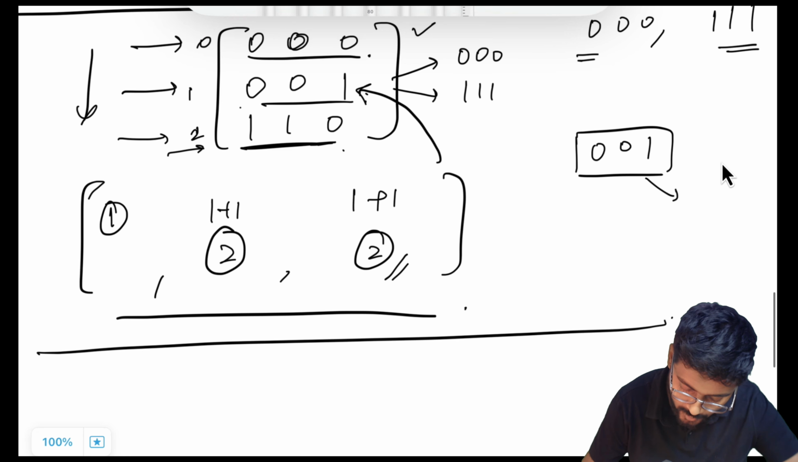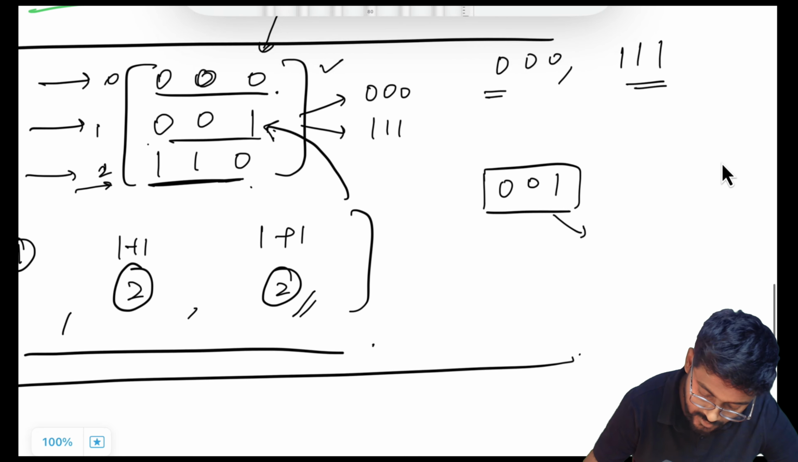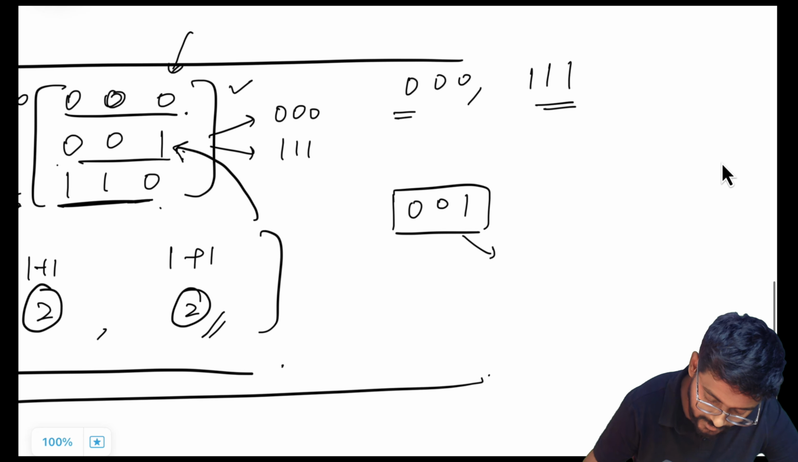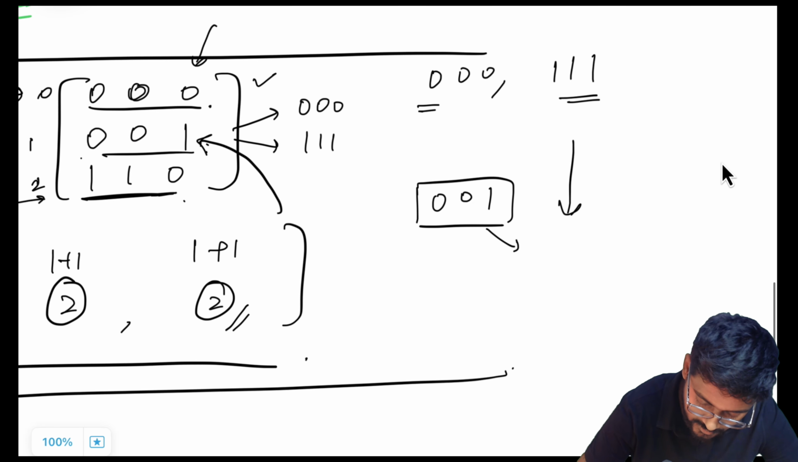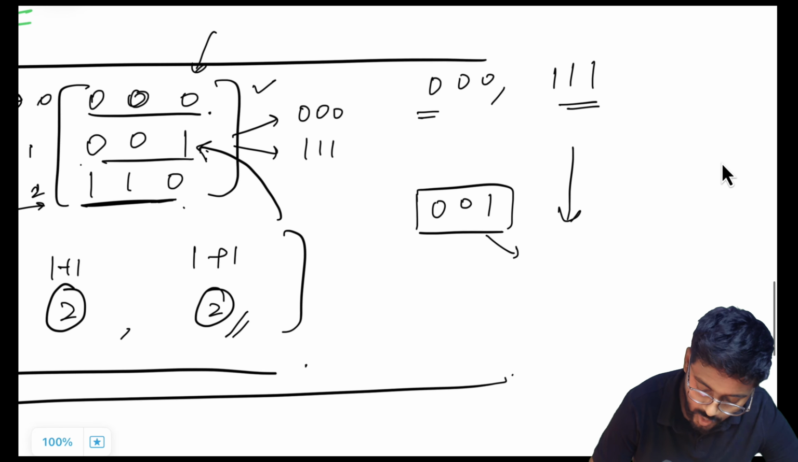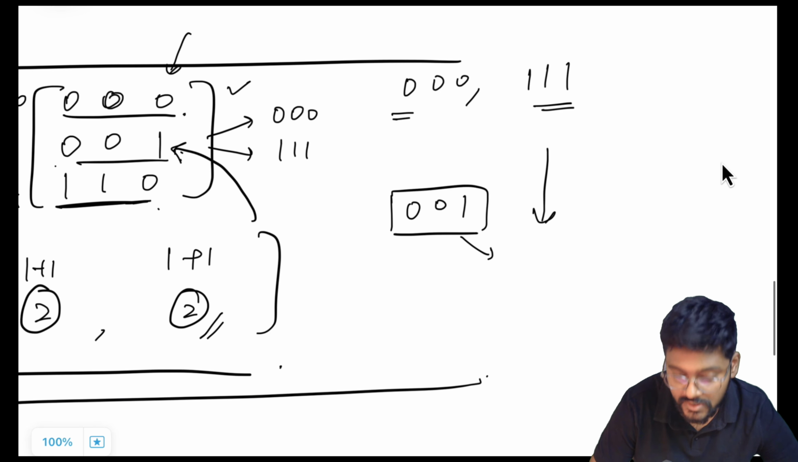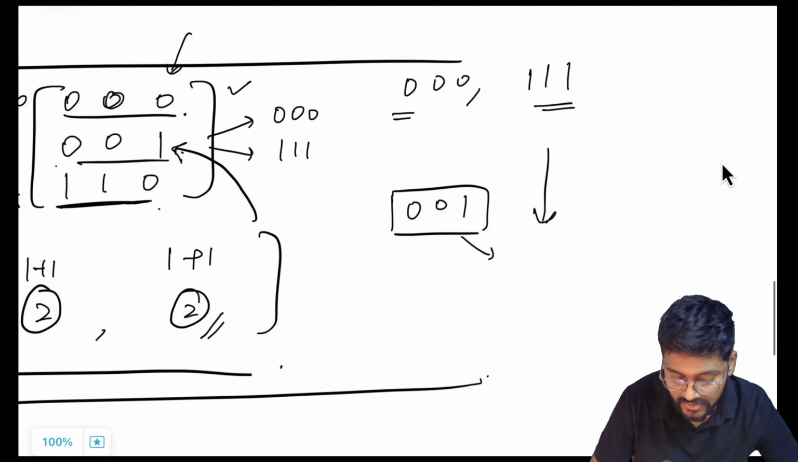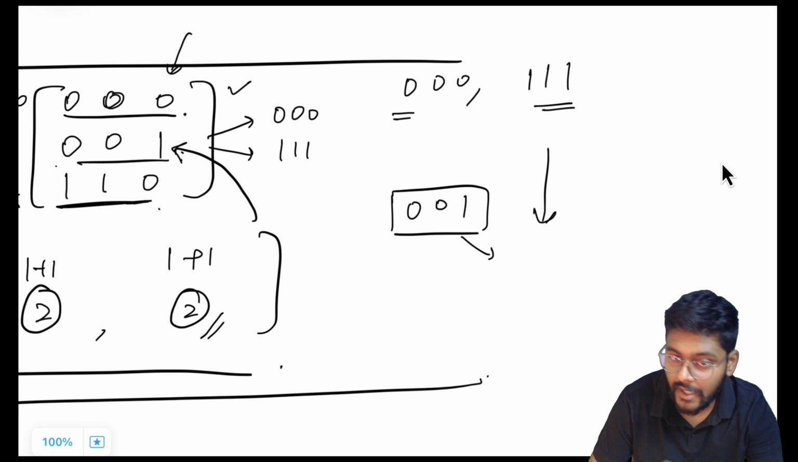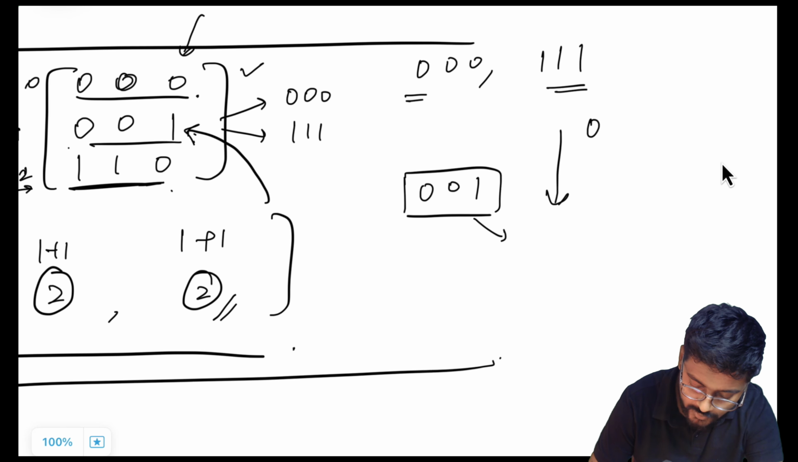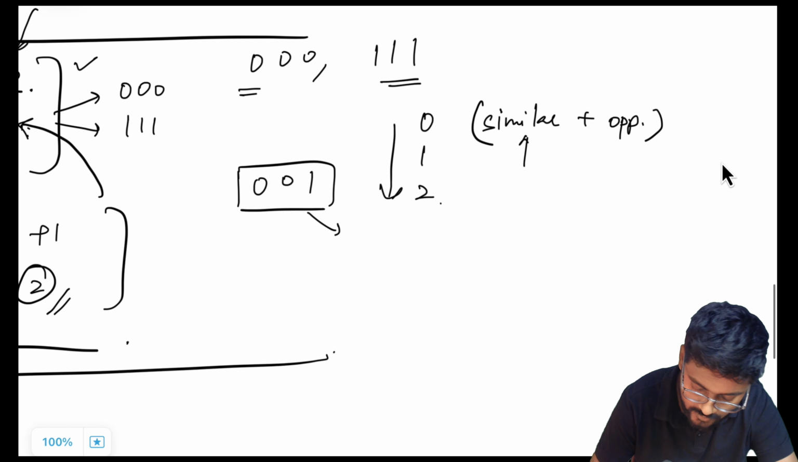So I hope this approach is clear to you. What we have to do is iterate over the rows and see how many rows are similar to the current row and how many rows are opposite to the current row, and the sum of that is going to be one candidate. So for row 0 I will do this operation, for row 1 I will do this operation, for row 2 I will do this operation: the number of rows which are similar to it, and the number of rows which are opposite to it.